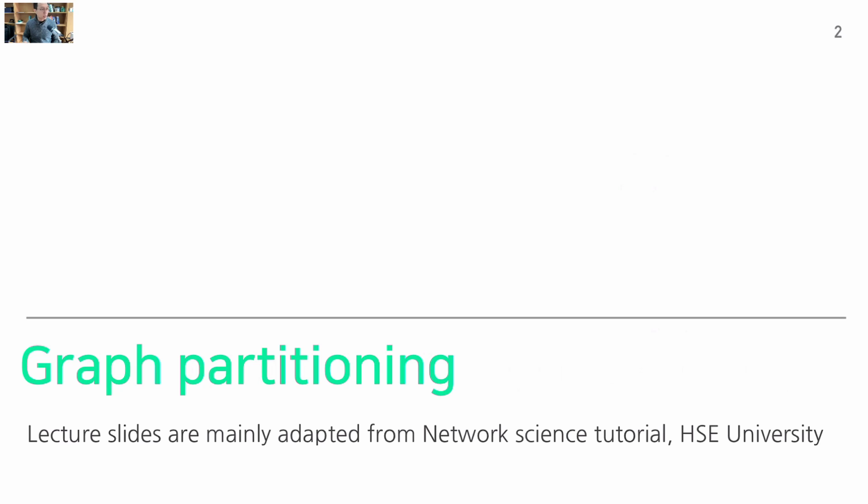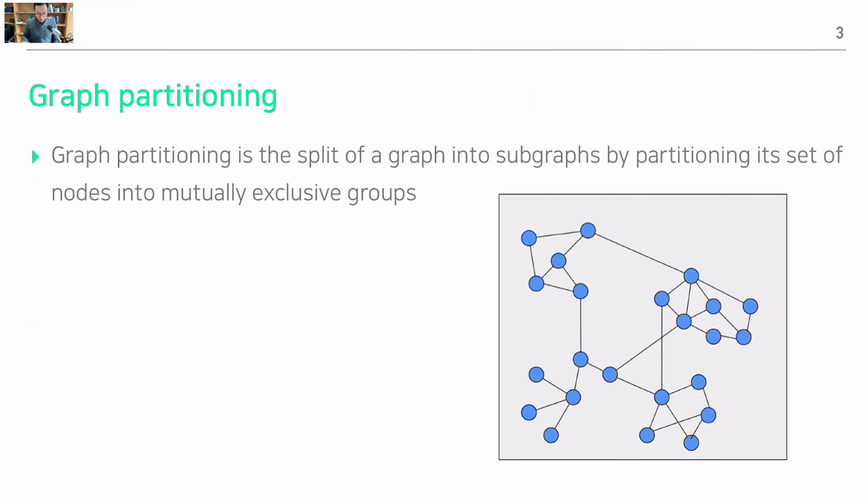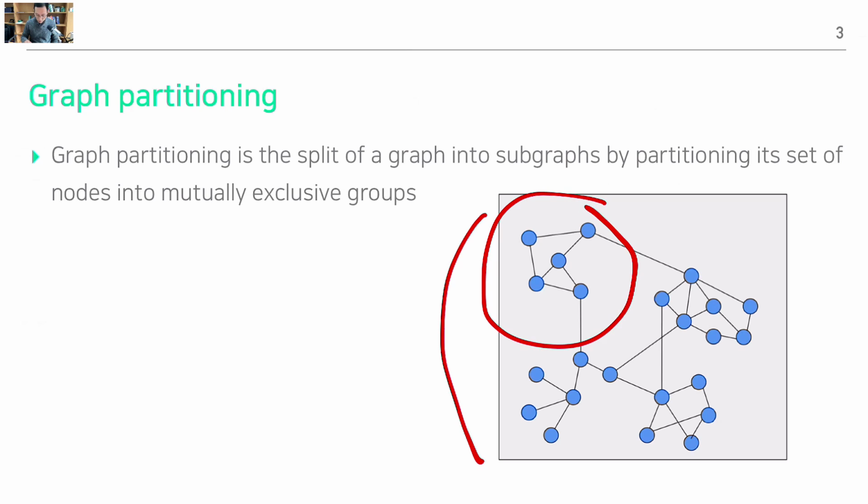So today's lecture topic is graph partitioning. Graph partitioning is the split of a graph input into subgraphs by partitioning its set of nodes into mutually exclusive groups. So assume that we have this input graph data. Just intuitively, we see there are 3 graph partitions, right?